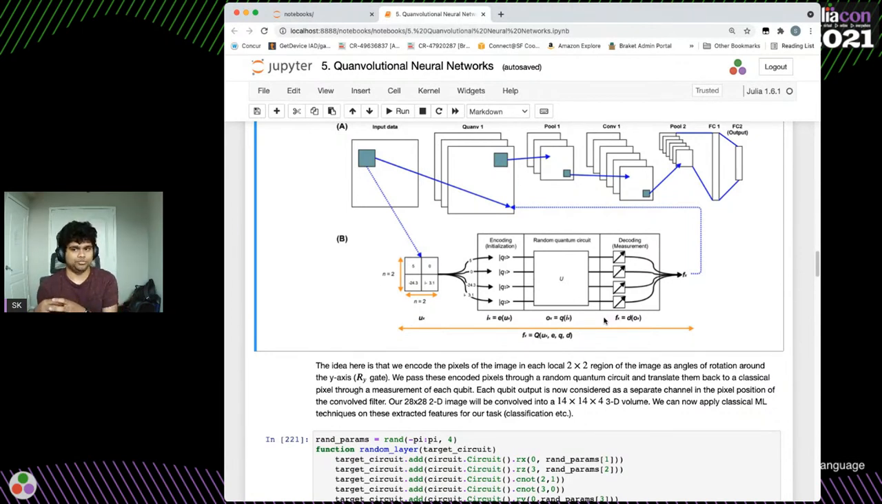a convolutional volume, right? So if you started with a 28x28 image and you applied a 2x2 convolutional filter across the image, then you would end up with a 14x14x4 pixel volume, right? And you can now use that pixel volume to then perform classification on your original data set, right?